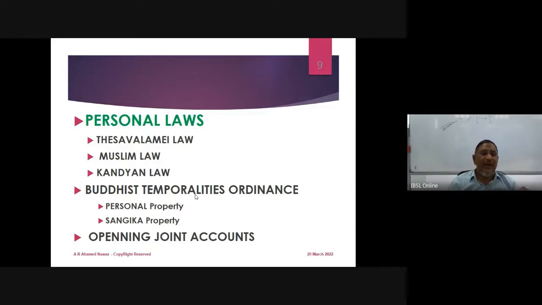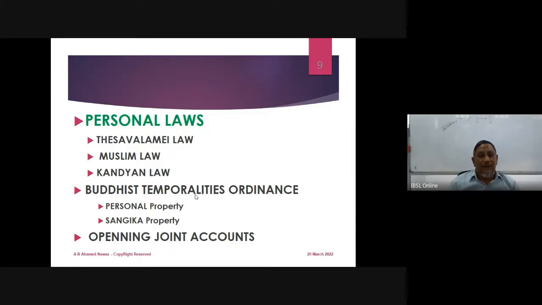Then comes the Kandyan law. Kandyan law is also a provincial law, applicable to Kandy district, Kegalle district, Matale district, part of Anuradhapura, part of Matale. That is the Kandyan territory, the Kandyan boundaries. People living in that area can follow Kandyan law. Under Kandyan law, mostly marriages and property inheritance are practiced. Any person above 16 can get married.